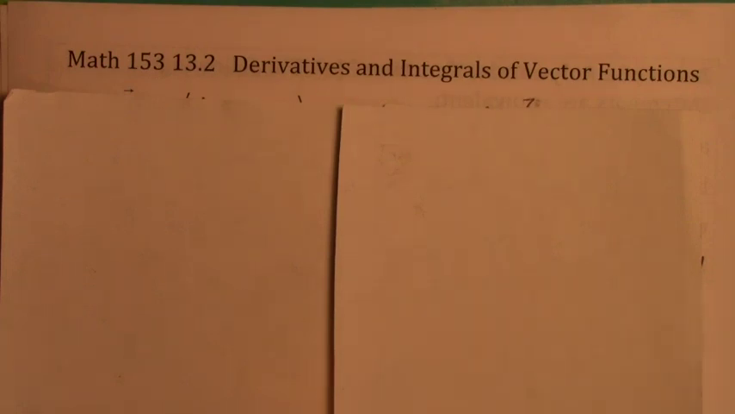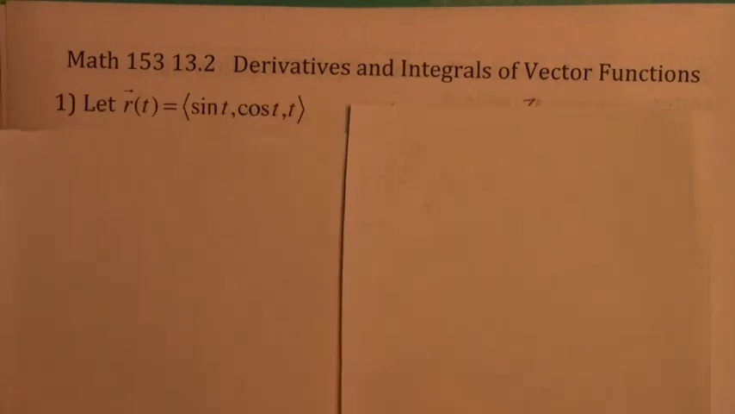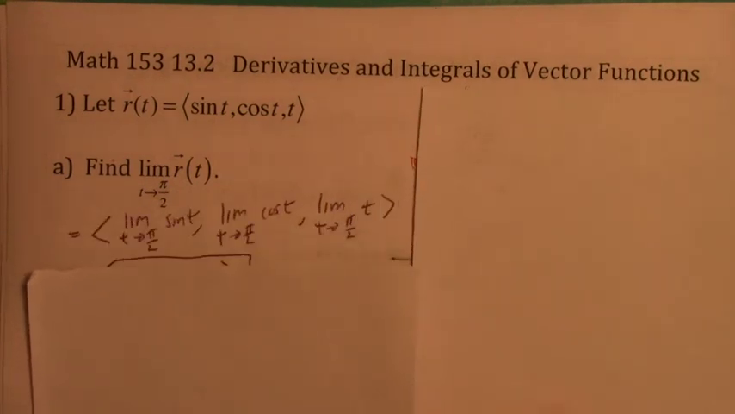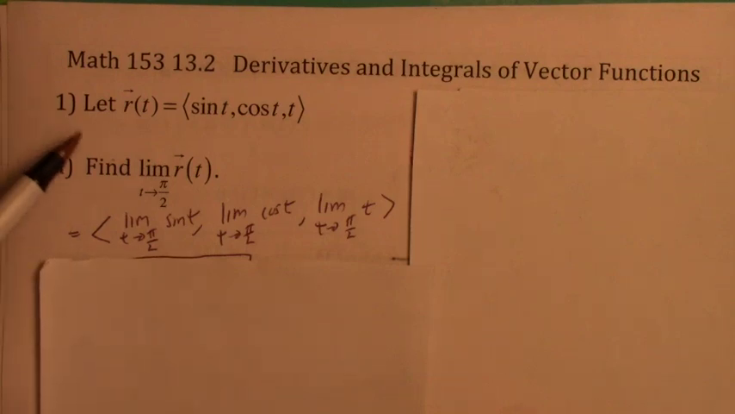Okay, in this section we're going to look at derivatives and integrals of vector functions. Suppose we have this vector function right here, and we want to look at the limit as t goes to pi over 2. Okay, so what we do is we look at the limit of each component function, and if the limit of each component function exists, then we say the limit exists.